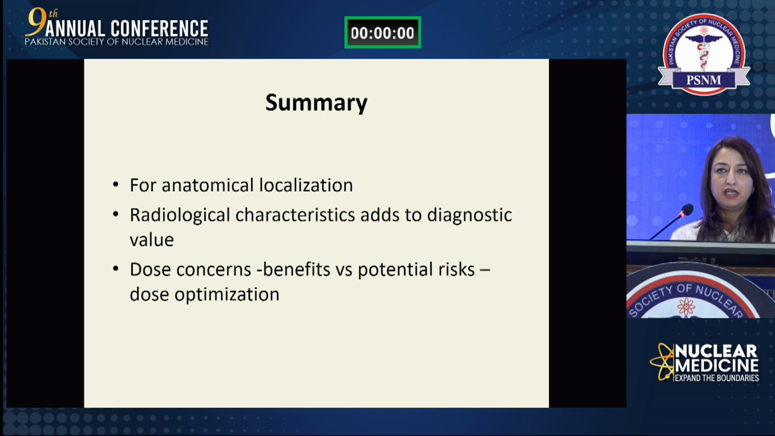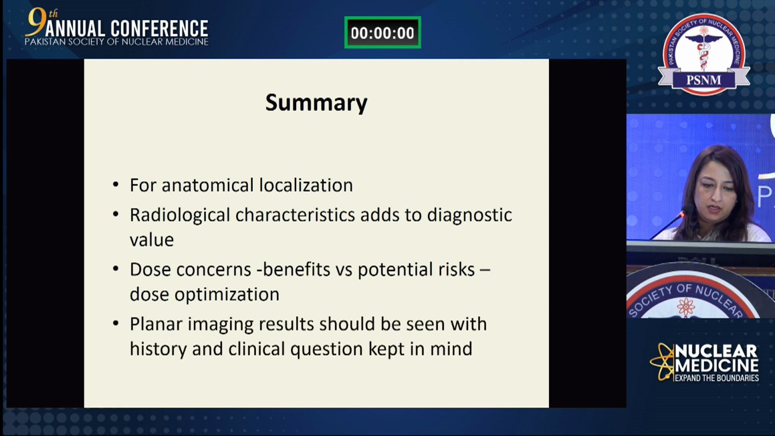The CT and MR are obviously for anatomical localization, but the radiological characteristics add to the diagnostic value of this hybrid technique. And whenever you add CT component, there are always dose concerns, and the benefits versus potential risks should be weighed, and there should be dose optimization in each case. And obviously the planar imaging results should be seen with history and clinical question, then should be proceeded with correlative imaging.